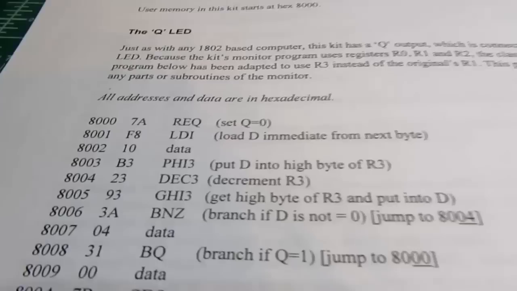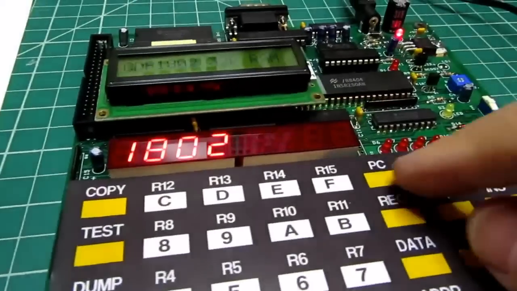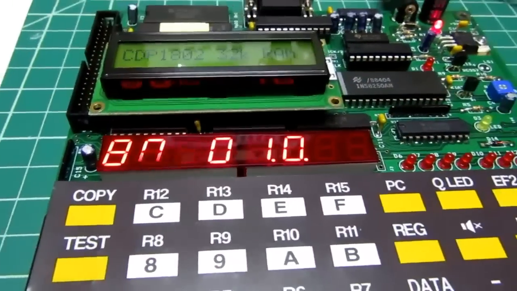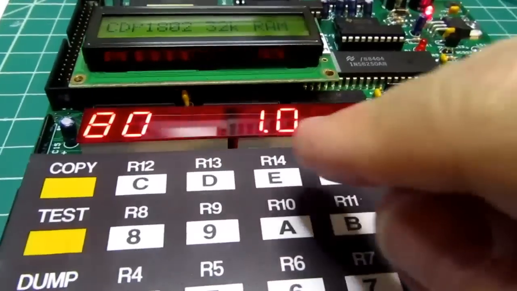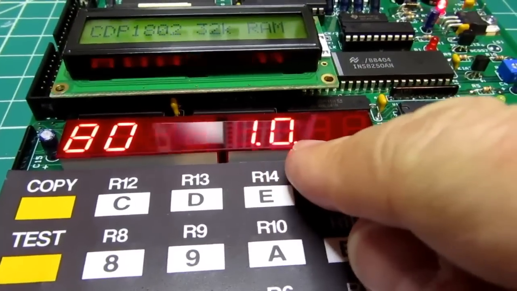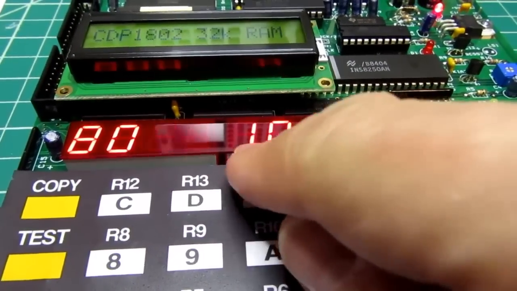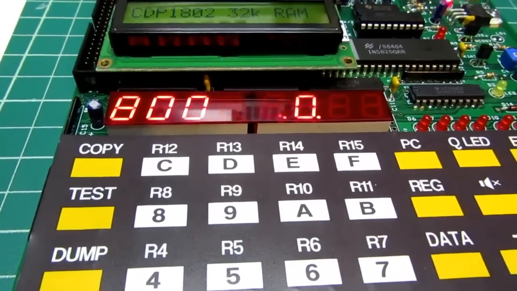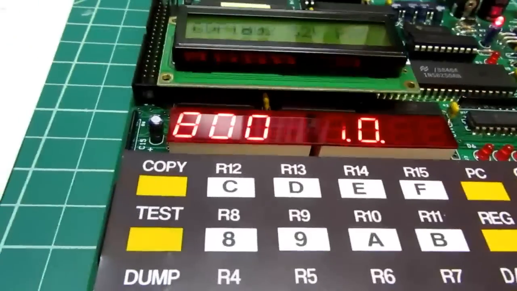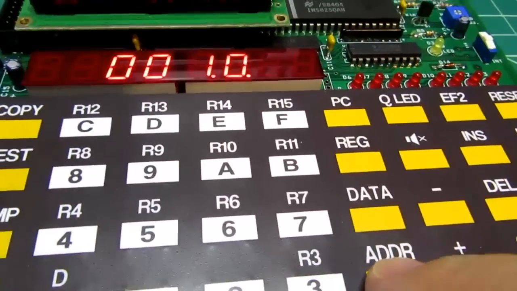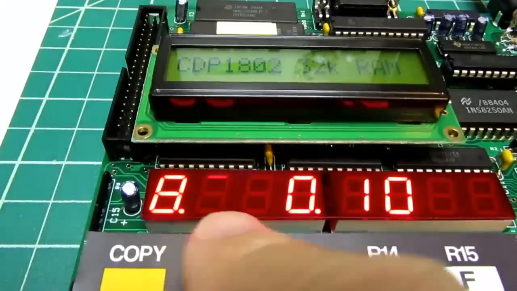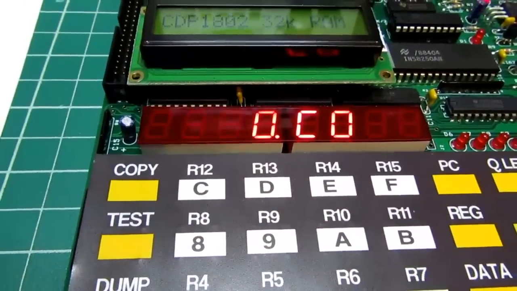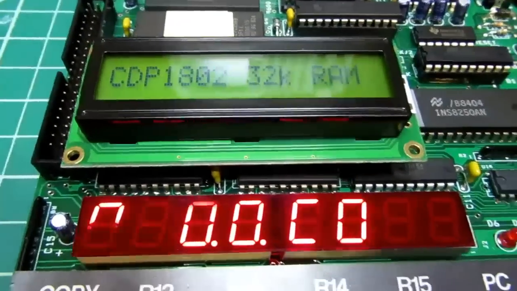So since the program starts there, I'm just going to push the PC button, which immediately takes me to the start of user memory. And the two decimal points there mean that when I enter something, these are the digits that are going to change. Actually, I'm going to put in a different address. I'm going to push the address button, and now it puts the decimal points here. So I could put in 0000 and look at what's in there.